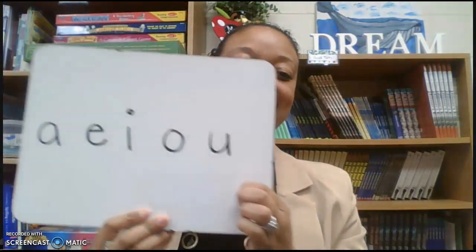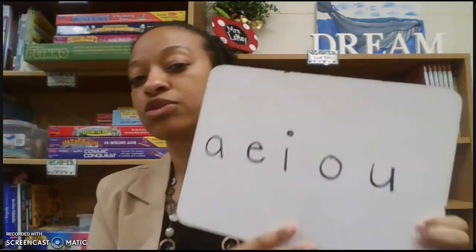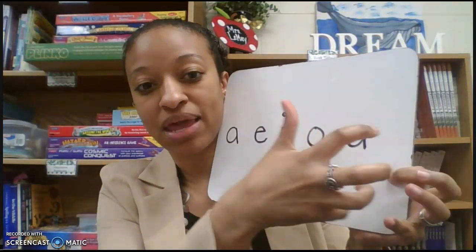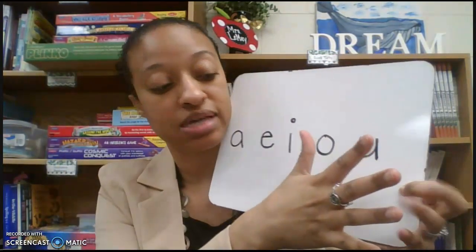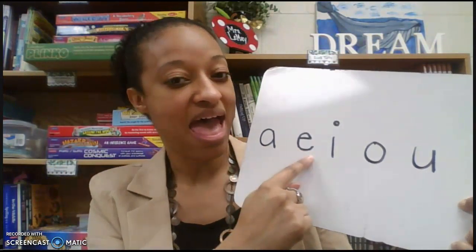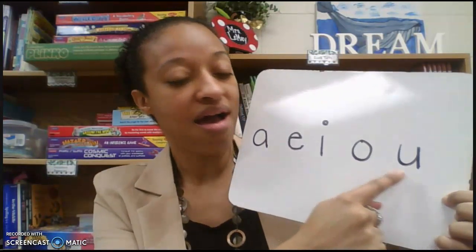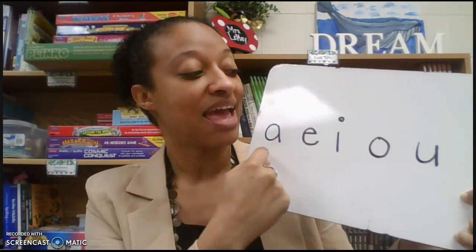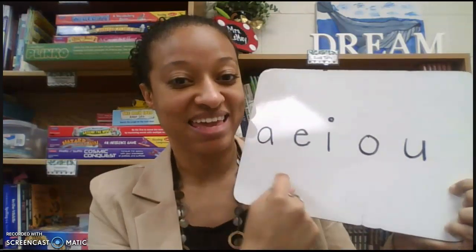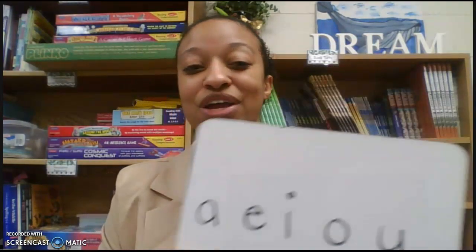A, E, I, O, U. Our vowels make short vowel sounds and they make long vowel sounds. What are my short vowel sounds? A, E, I, O, U. What are my long vowel sounds? A, E, I, O, U. All right, you will need a whiteboard, marker, and eraser.